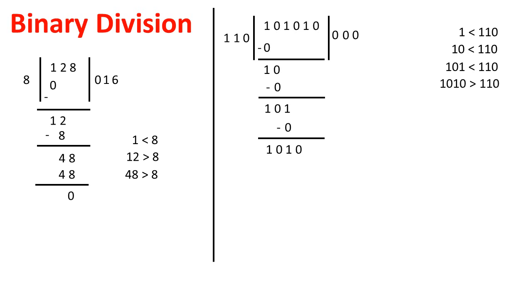So 1010 is greater than 110. Now we can do the division. Here we can only divide by 1. Why? Because computer can only understand the binary digits, that is 0 and 1. So we will divide this by 1. If we divide this by 1, 1 times 110 is 110. Let us subtract and see what balance we are going to achieve.